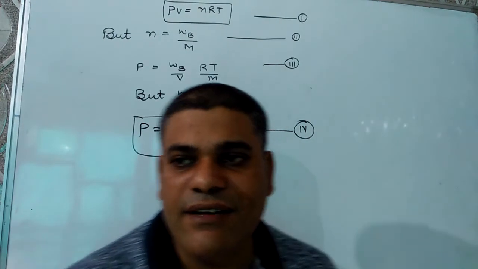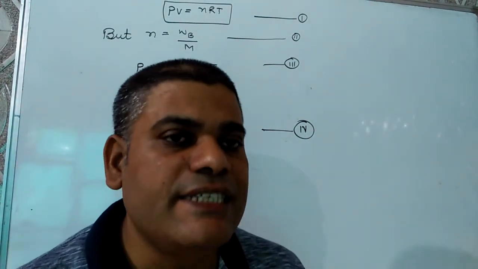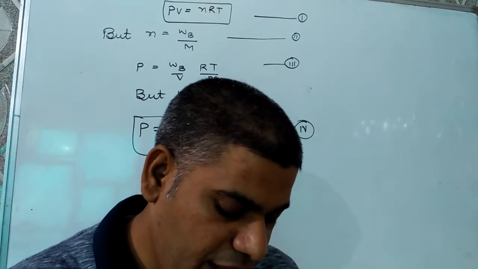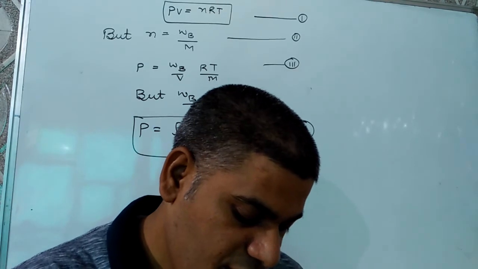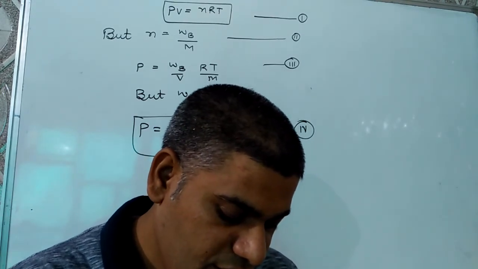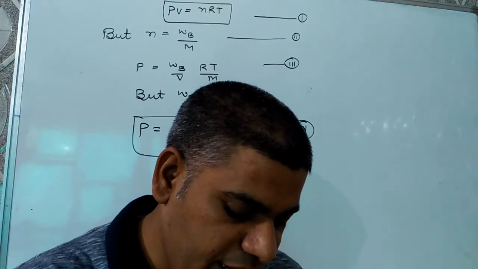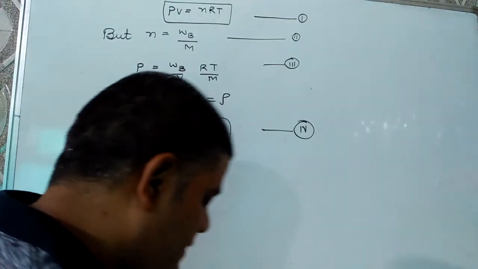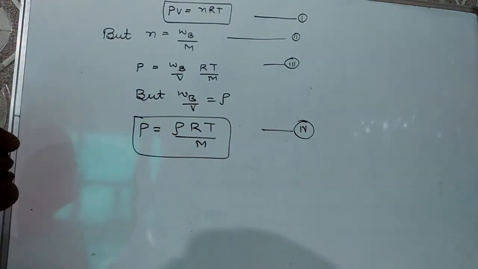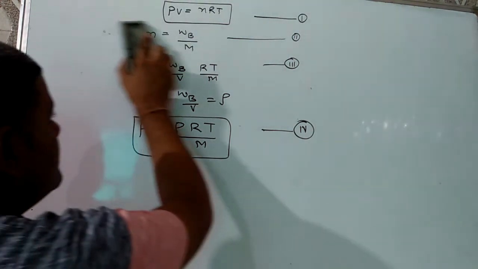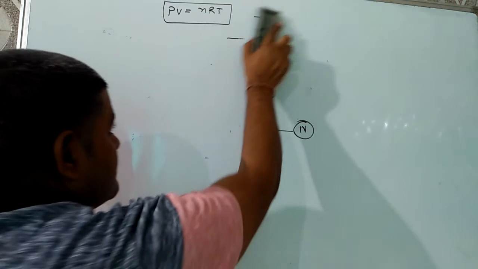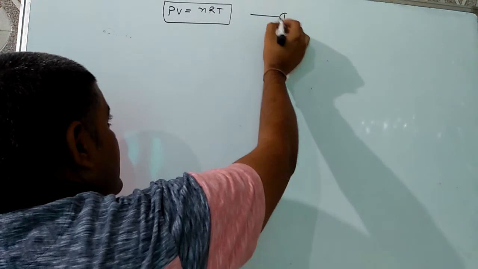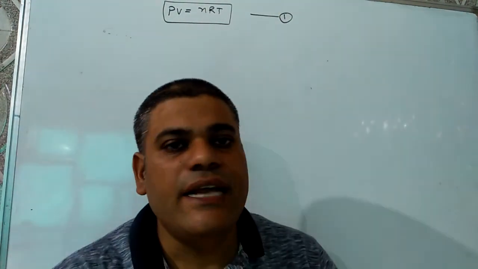Now, the next derivation is the relationship between kinetic energy of the gas and temperature. To derive this relation, first of all we have to write down the ideal gas equation. The ideal gas equation is PV is equal to nRT, where P is the pressure, V is the volume, n is the number of moles, R is the universal gas constant, and T is the temperature.